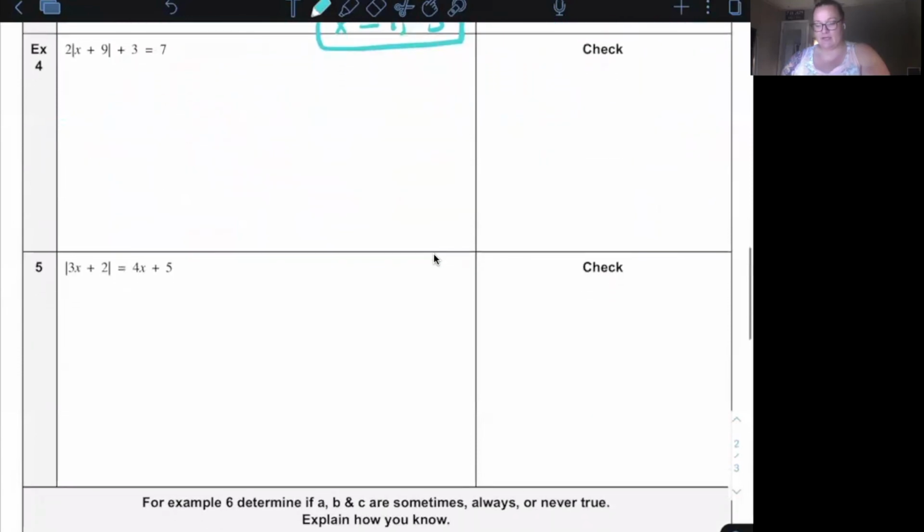So why don't you go ahead and give example 4 a shot on your own. Press pause on the video and press play when you're ready to check your work.